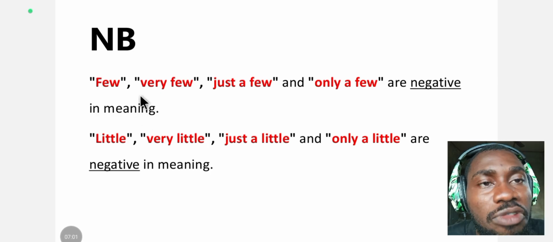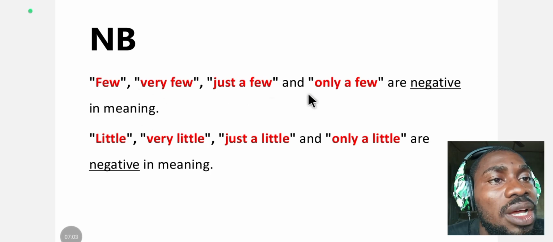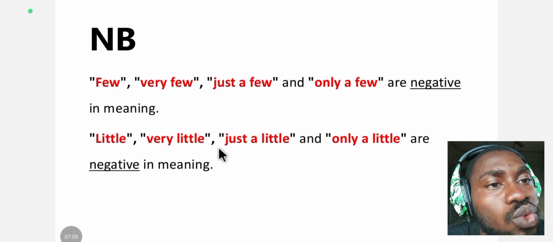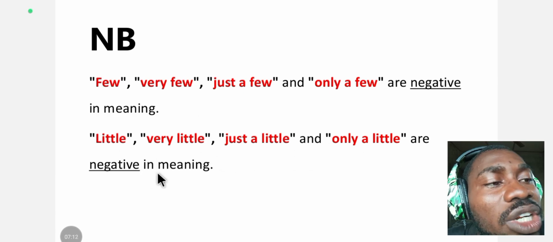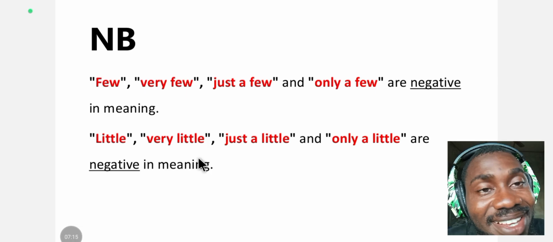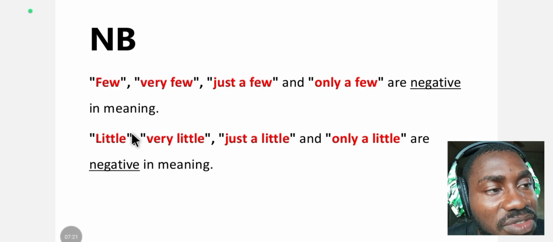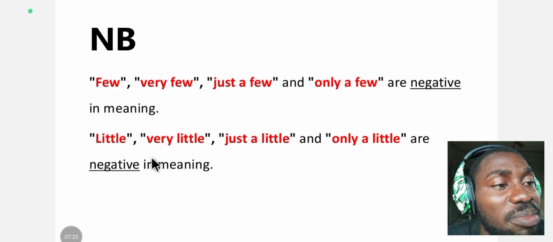Then the rest: few, very few, just a few, only a few are all negative in meaning. Same as little, very little, just a little, and only a little are all negative in meaning too. Same thing, a little and a few are what? Positive in meaning.